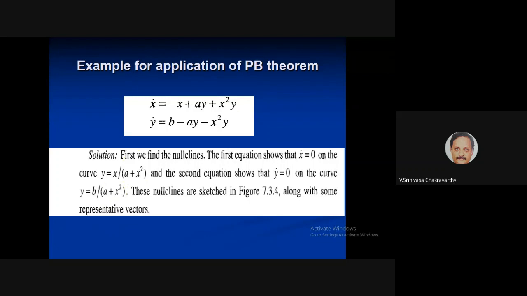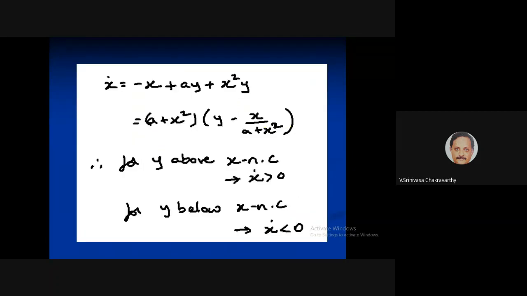Also, this is actually a model of glycolysis, and x and y are some chemical concentrations. So x is positive, y is also positive. Right. So let us look at the first expression. x dot is equal to minus x plus a y plus x squared y. I can take a plus x squared out.